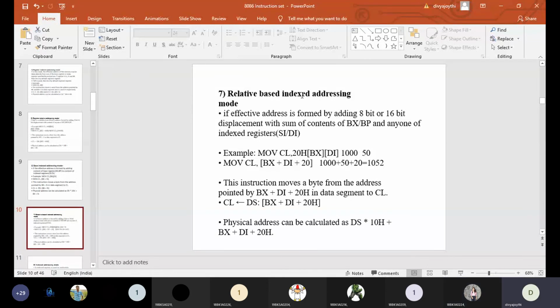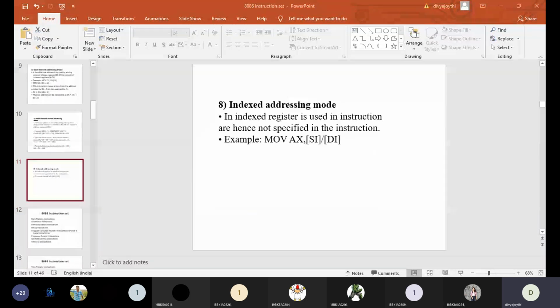And the next one, base indexed addressing mode. The name itself says the source registers will be the two index registers. So this is all about the addressing modes of 8086.